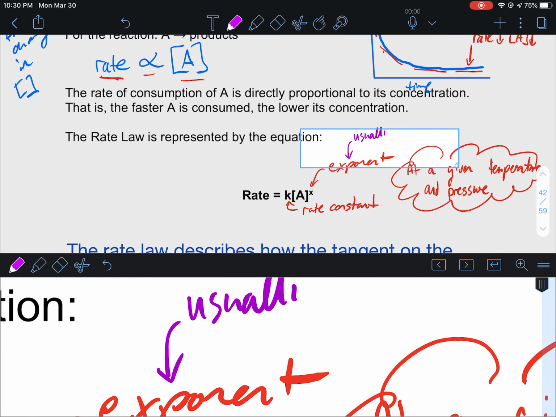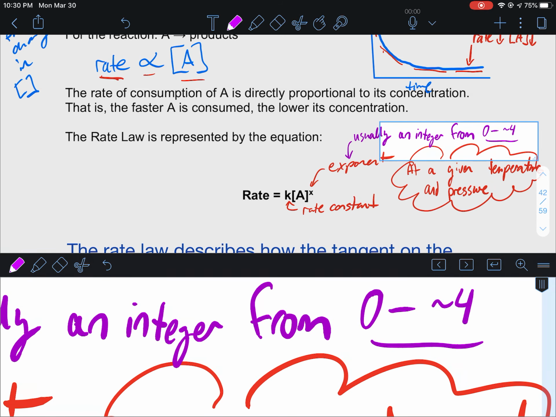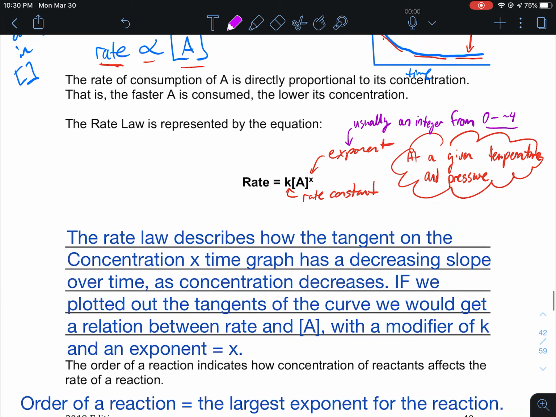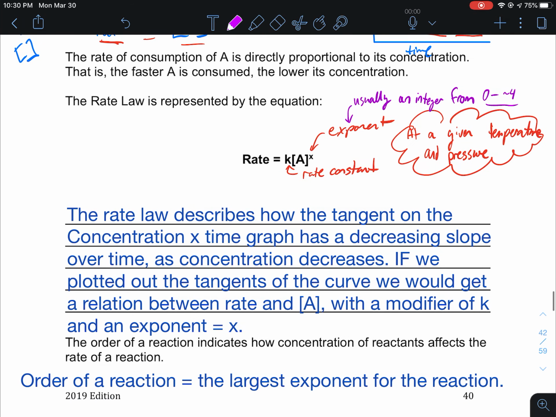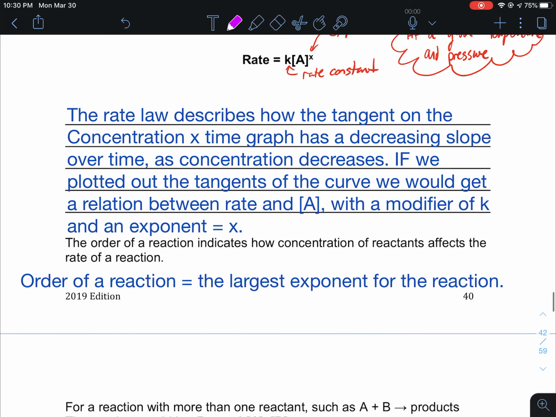So usually an integer from 0 to approximately 4. I don't see very many fourth or fifth order reactions out there, so I would say this is the highest value that we find.